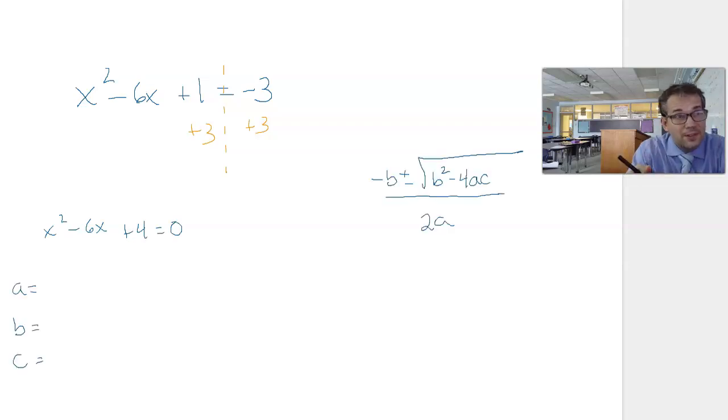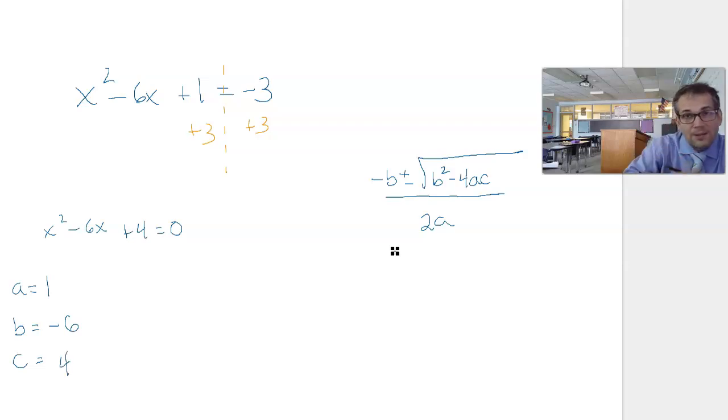And now that one side's equal to 0, I'll go ahead and identify the values for a, b, and c. Just a reminder that a, b, and c will not have an x or an x squared in them. We just use the numbers in front of the different variables to see which is which. So since there's no coefficient on the x squared, I assume it's 1. B is going to be negative 6, and then c will be 4. And this is the quadratic formula.